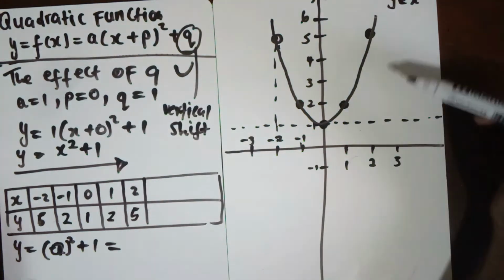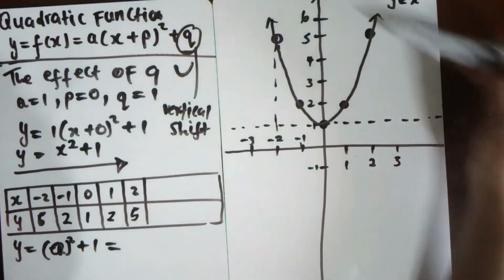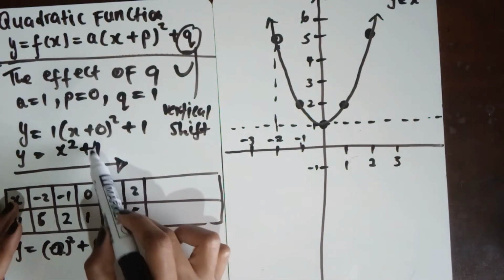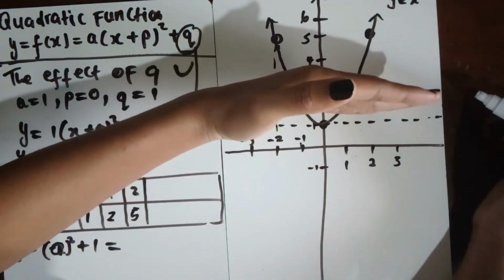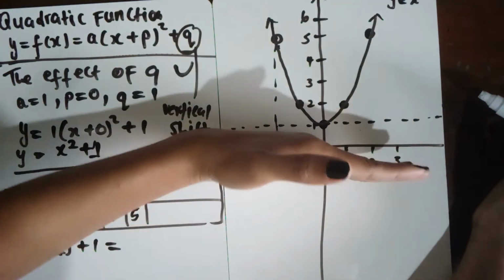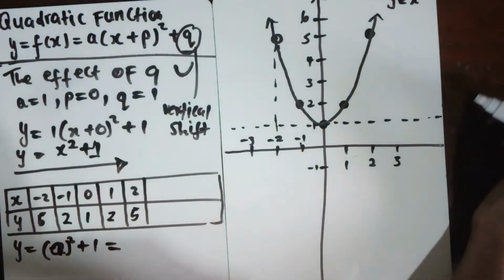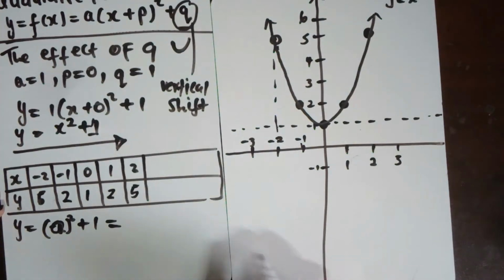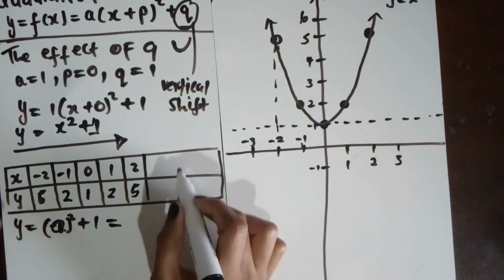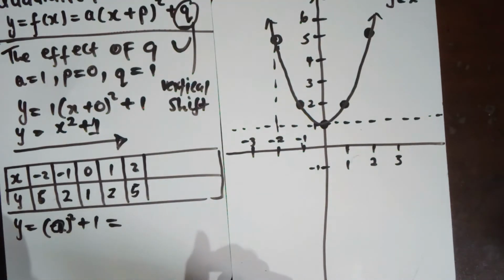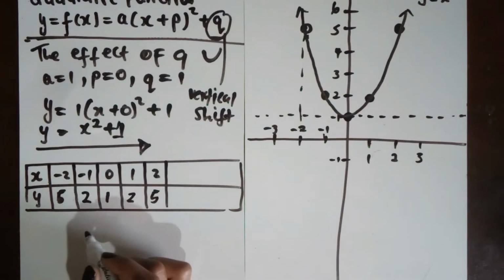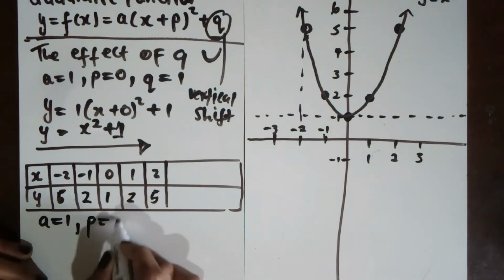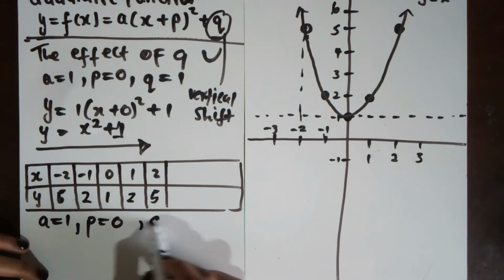So your function has shifted by 1 because our vertical shift was 1, our Q was 1. It has shifted by 1 upwards. So it says plus 1, hence it shifted by 1 up, right? So let us do another case where Q is equal to, let me just wipe this quickly. So in this instance, we can say, okay, A is still 1, P is still 0, right? And then Q now is 2.